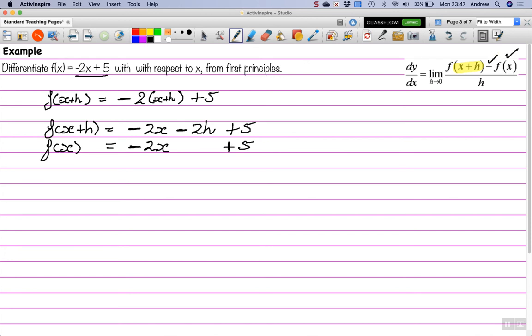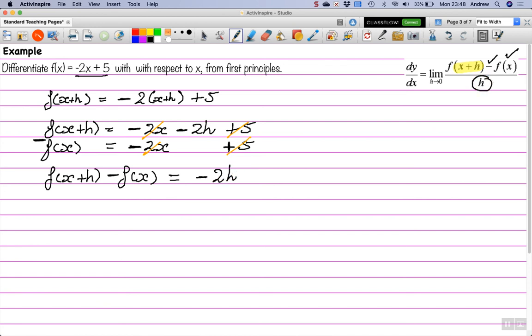What are we doing now? According to the formula, we're minusing on both sides. So when I minus on the left-hand side, I get f of x plus h minus f of x. And when I do the minusing on the right-hand side, then what we have is this cancels with this, and the plus 5 cancels with the plus 5 because they're like terms, and when you take them away from each other, they become 0. So we're just left with minus 2h.